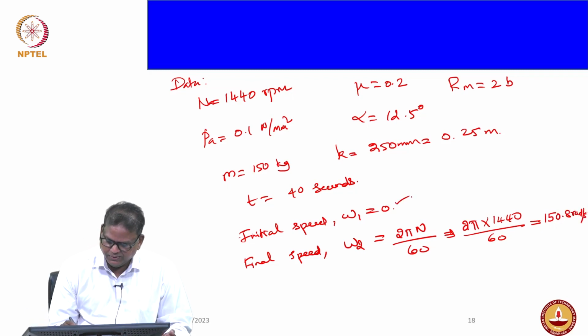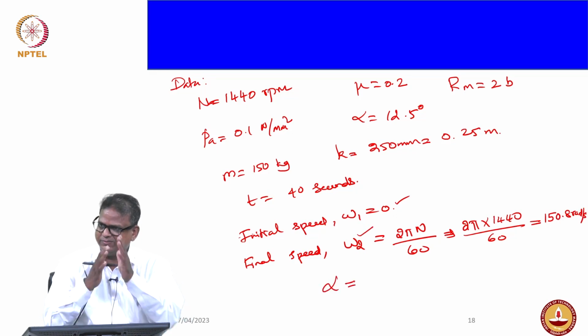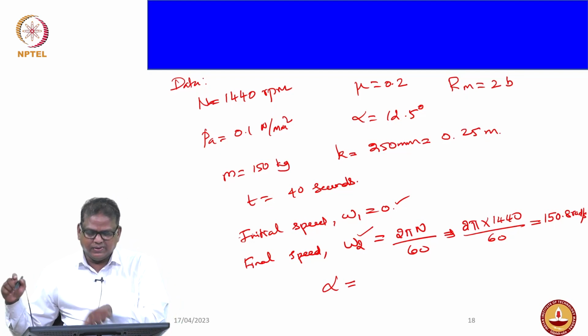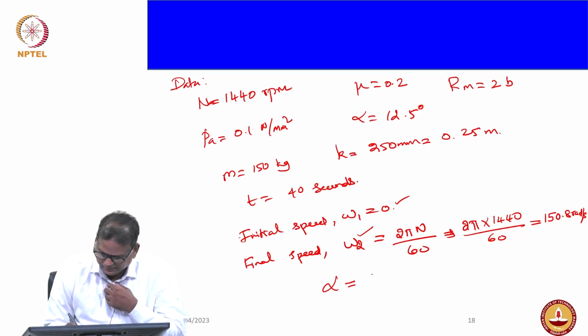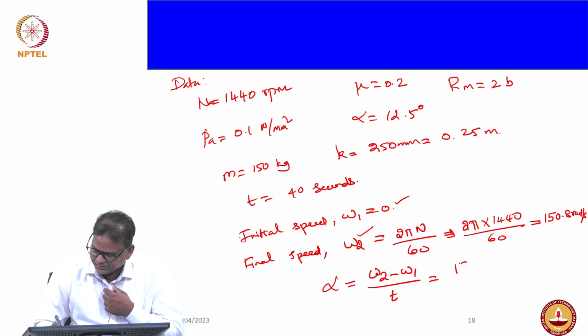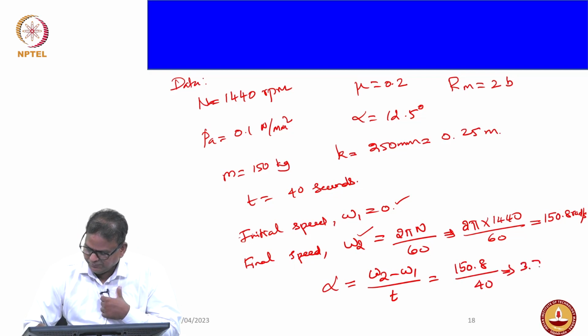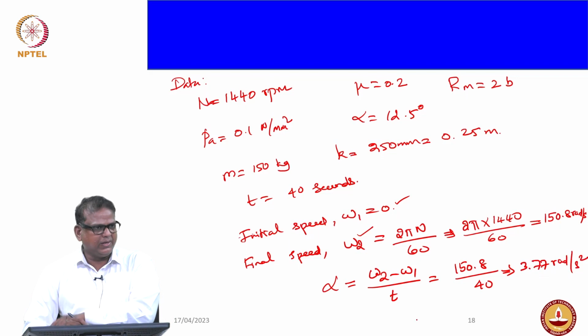So now I know omega 1 equals 0, I know the corresponding omega 2. Do you know the angular acceleration? Because these are rotating masses, rotating things. So you need to know the angular acceleration alpha, which is nothing but omega 2 minus omega 1 by t. So 150.8 by 40 second, with omega 1 being 0 anyway. What is the angular acceleration? 3.77 radian per second square, alpha is given. Okay, that we got it.